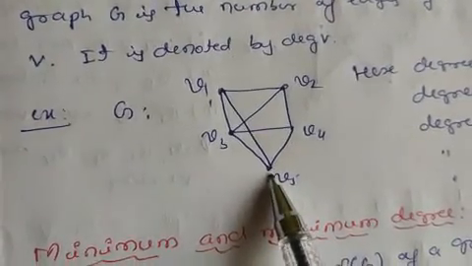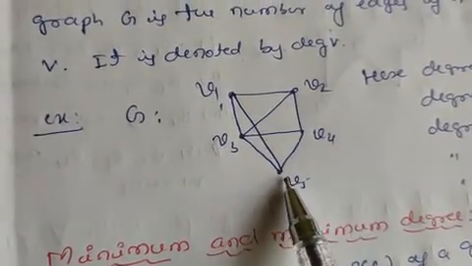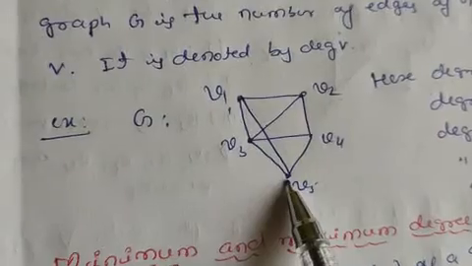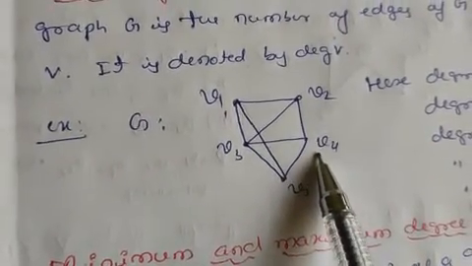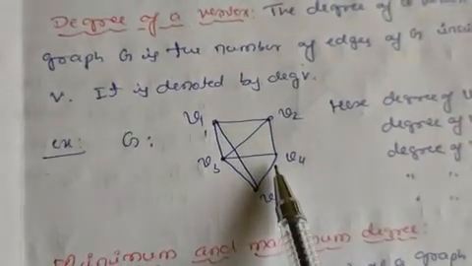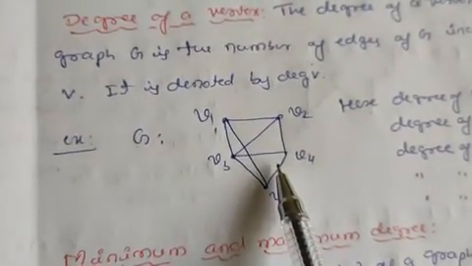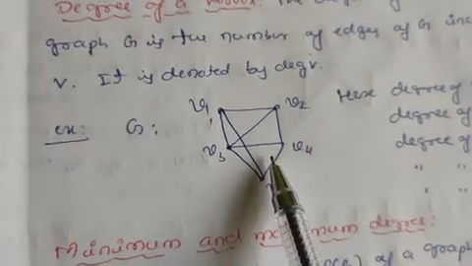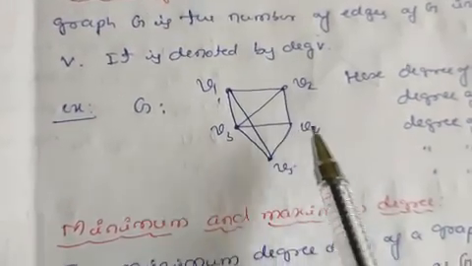And degree of V5 means here 3 edges are incident to this vertex. So degree of V5 is 3. And degree of V4 is also 3. So this is the meaning of degree of a vertex. That is, the number of edges incident to a particular vertex is known as the degree of a vertex.